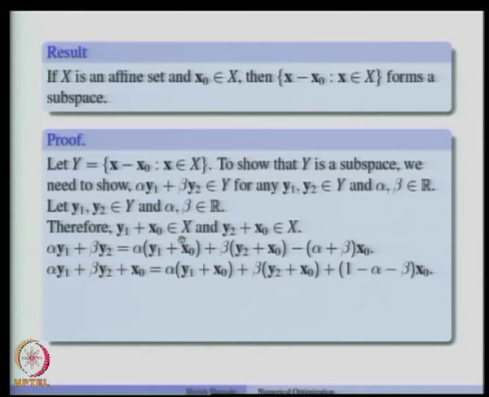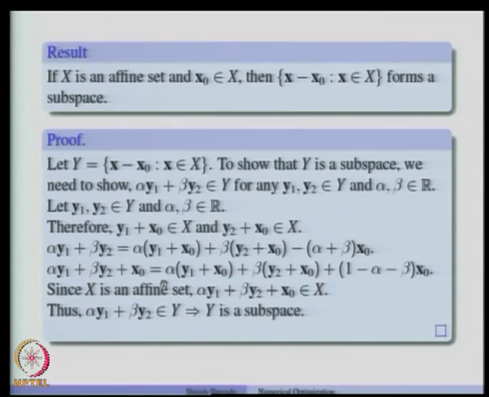Because X is an affine set and we are considering an affine combination of 3 vectors in that set, clearly this left hand side quantity belongs to the set X. Which means that alpha y1 plus beta y2 should belong to the set Y. So, since X is an affine set, the left side quantity belongs to X and therefore, alpha y1 plus beta y2 belongs to Y, which implies that Y is a subspace.